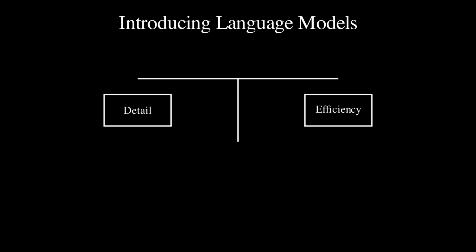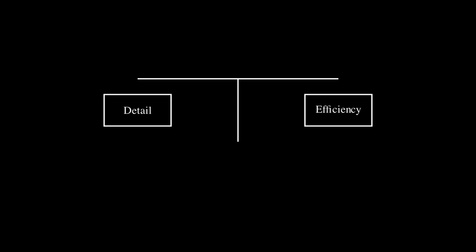For a language model to learn effectively, it needs the text data in a form that balances detail with computational efficiency. This balance is achieved through tokenization.